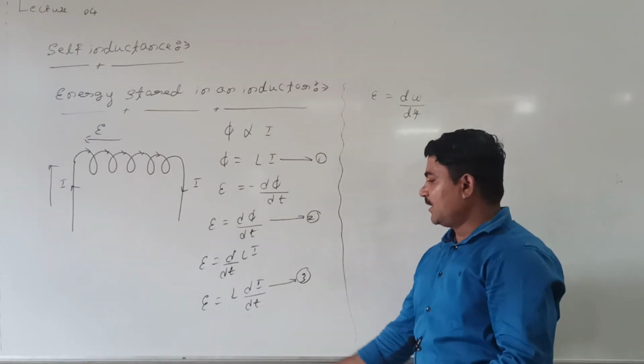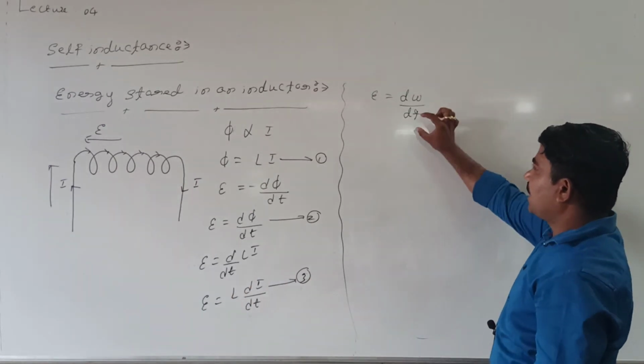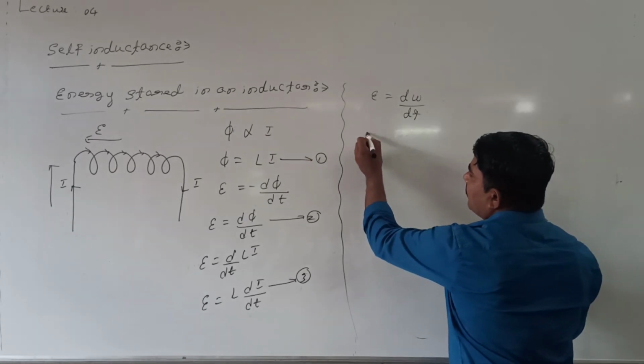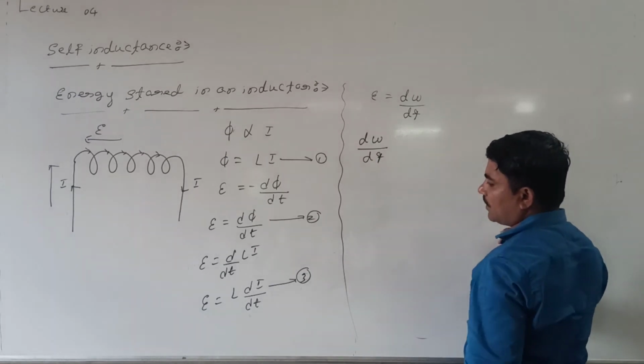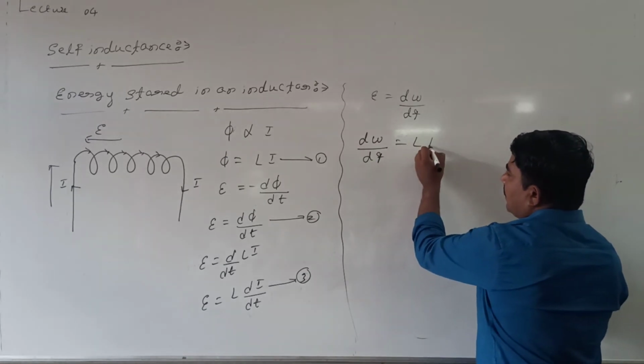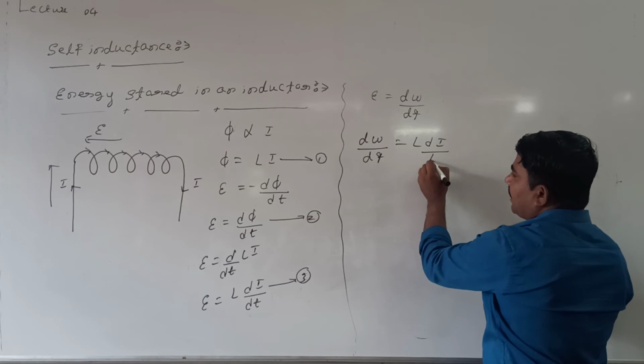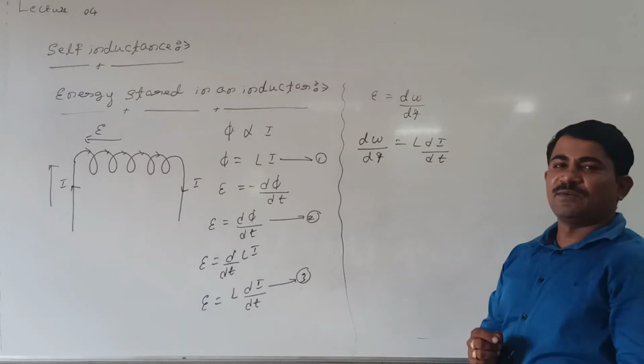Then what about this equation? E is equal to dW by dq. Look at me. dW divided by what value? dq. Right. Is equal to how much? L into dI divided by dt. Right or wrong?